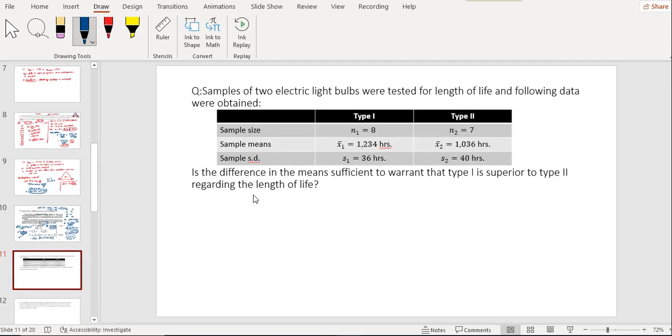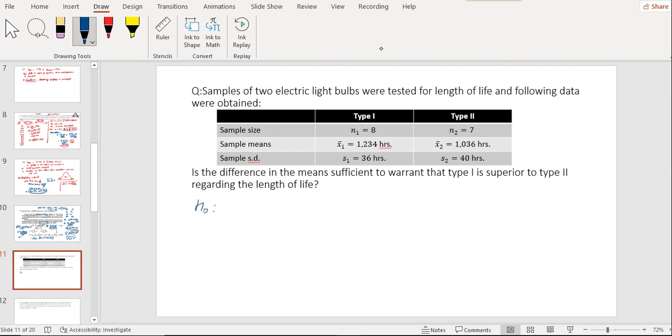Okay, let us come to the first problem here. The question is: samples of two types of electric light bulbs were tested for the length of life and the following data were obtained. The sample size, sample mean and sample standard deviation are given here. Is the difference in the means sufficient to warrant that type 1 is superior to type 2 regarding the length of life? So what is the null hypothesis?